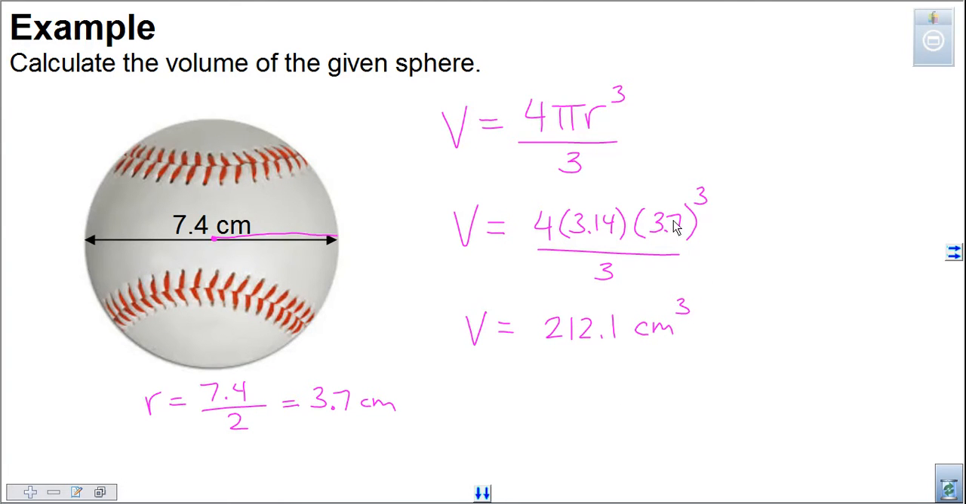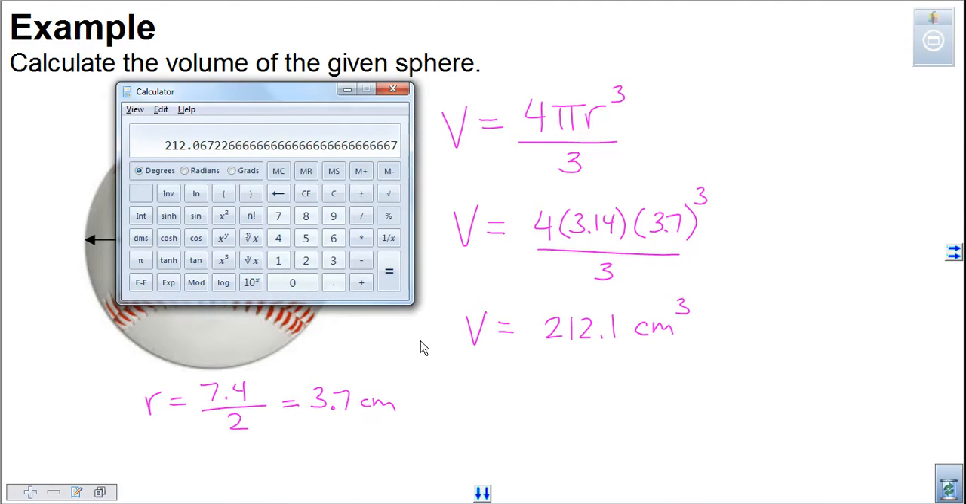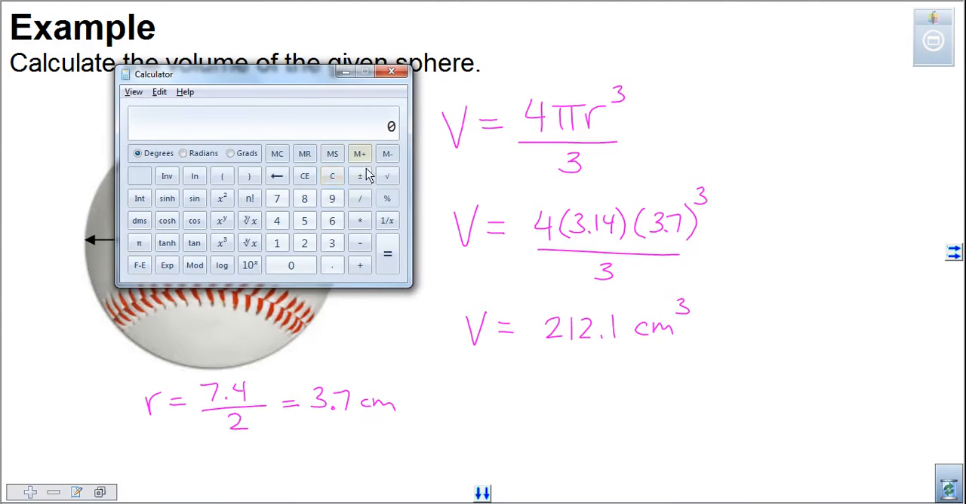Now, we did 3.7 to the power of 3, so we multiplied it 3 times. But a lot of calculators will have special buttons to do that. So if we do 4 times 3.14 times 3.7 on this particular calculator, we have a cube button. So I can do 3.7, and then I can press that button to cube it, and then divide it by 3. Okay? So that saves us some button pushing.